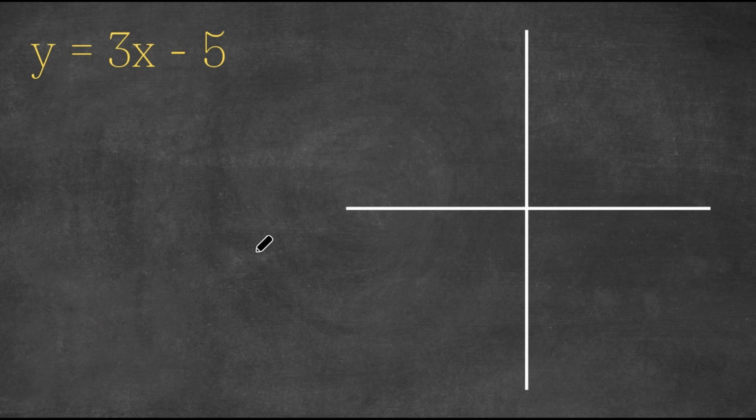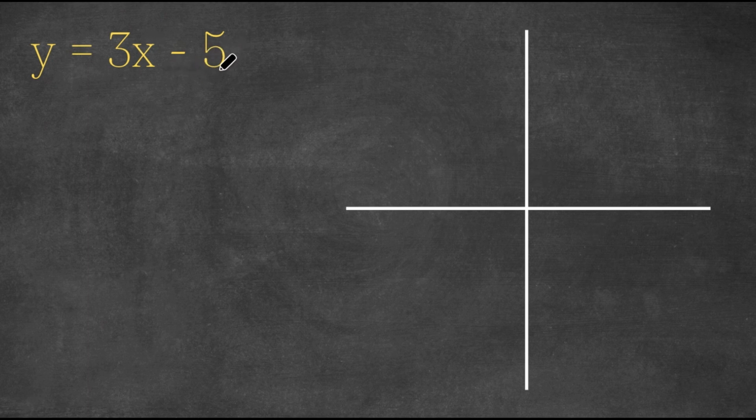In today's video, I'm going to be teaching you guys how to graph a linear equation in slope-intercept form. So right here we have the equation y equals 3x minus 5. And we actually want to graph this.